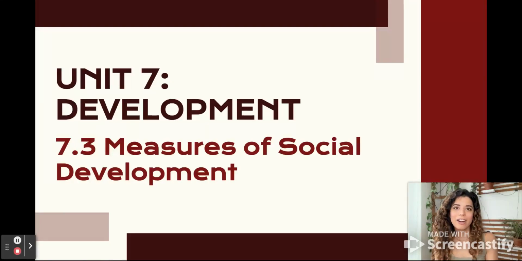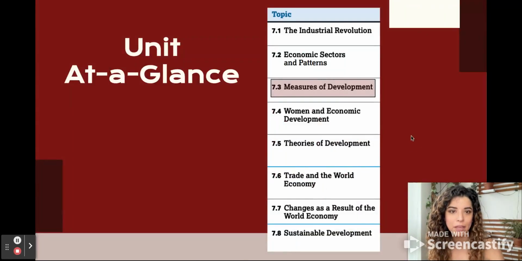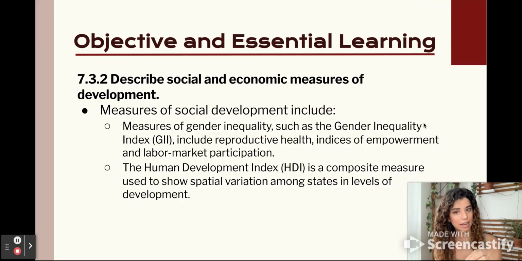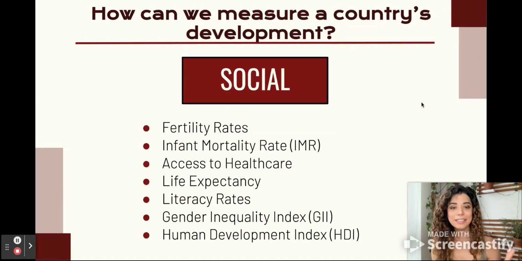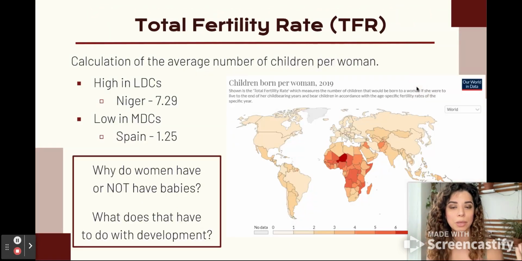All right, class, we are in the second half of 7.3. In this one, we're going to be looking at social measures of development. So first we focused on economic. Now we're going to be taking a look at social measurements. This is actually pretty straightforward. These are mostly just methods of measurement. So I'm not going to go into a ton of detail, just kind of briefly touch on each of these. So just make sure that you review through what each one of these means.